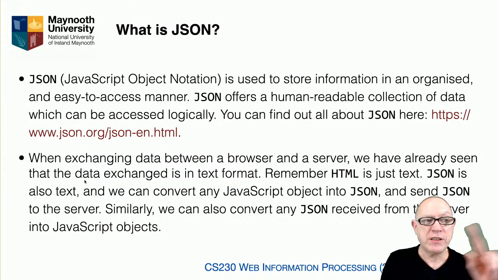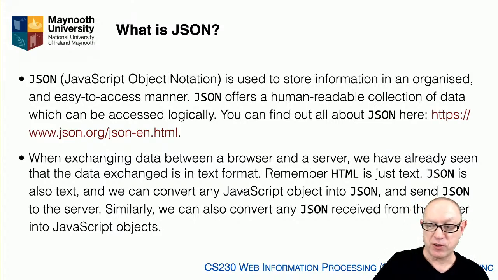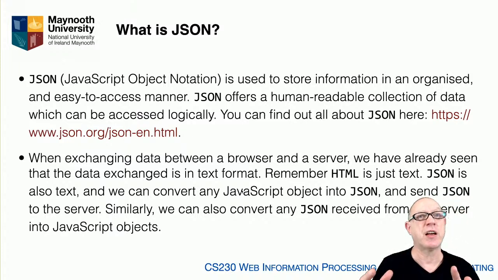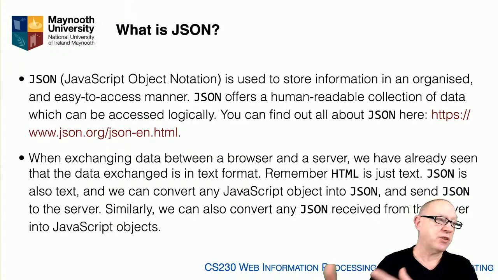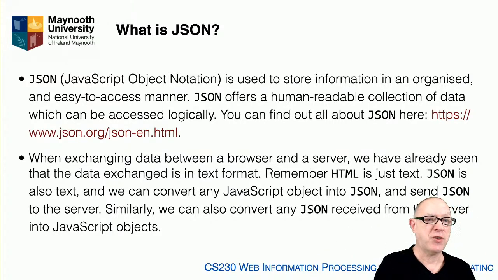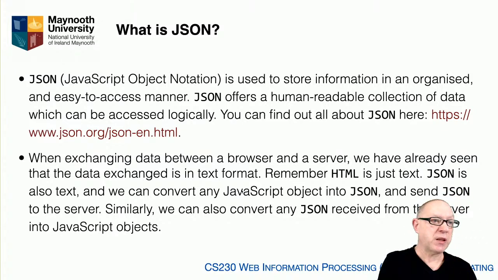When you're exchanging data between a browser and a server, we've already seen that the data is exchanged in text format. Remember, HTML is text, JSON is text, and we can convert any JavaScript object into JSON and send it to the server. We can also convert any JSON received from the server into JavaScript objects. So we might have something that we've pulled from a database like MongoDB on the server side, or from a relational database. You can convert that into JSON, send it across the internet by HTTP to your client on request, and then convert it on the client side and manipulate those data very easily. And it's the power of JSON.